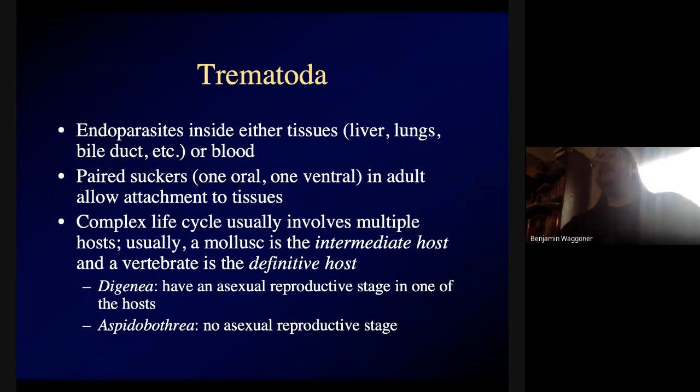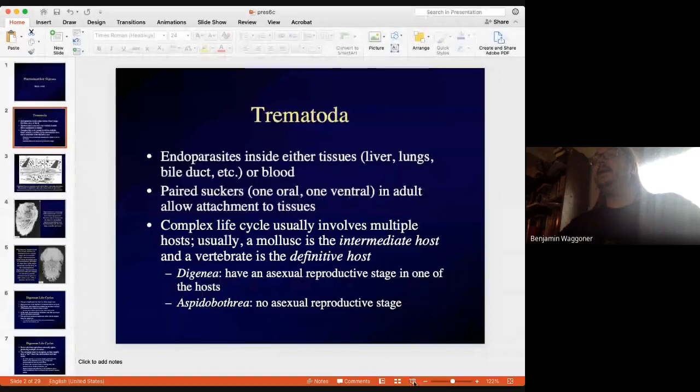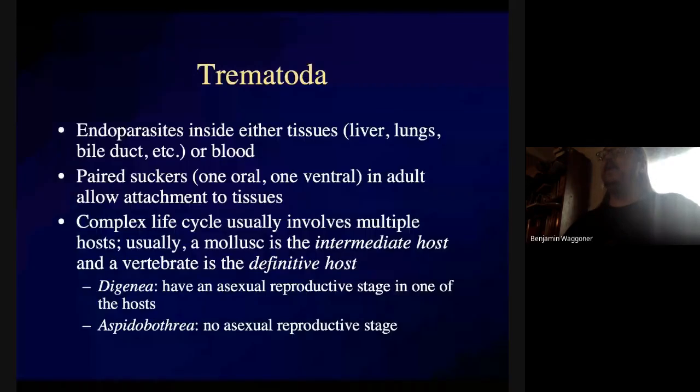Trematodes are endoparasites, some in blood, some in other tissues, liver, for example, lungs, bile duct. The Fasciola liver fluke that half of you saw in lab yesterday is a bile duct parasite, and there are others that can colonize lungs, including human lungs, in a couple of species. And there's others that will munch on your liver.